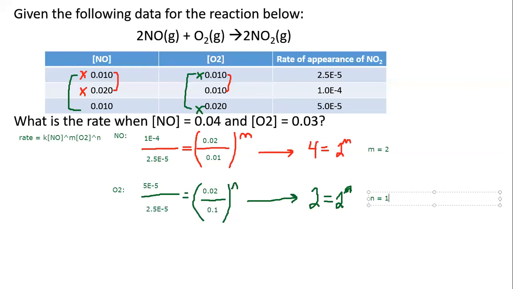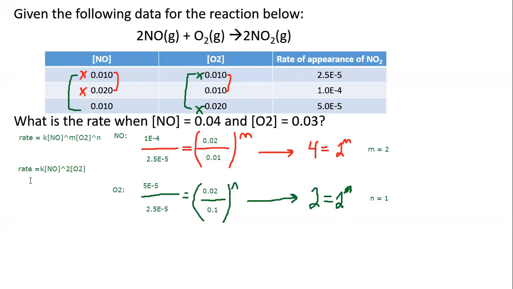So now you may say, well, how do I know if it's 0 order? The way you would know it's 0 order is if instead of a 2 here, there was a 1. So 1 equals 2 to the n, for example, that would be 0. So anything raised to the 0 power is 1. So now we have the rate law. We know that rate equals K, NO squared, times O2 to the first.